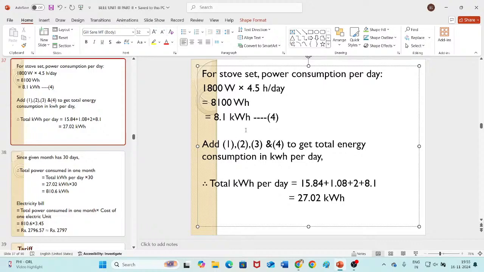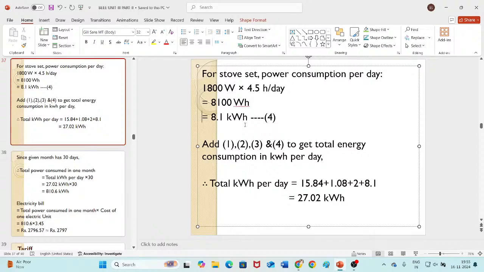Since it is operated for 4.5 hours per day, multiply 1800 with 4.5, and you will get 8100 watt hour. Convert that watt hour into kilowatt hour, so divide it by 1000. 8100 by 1000, you will get 8.1 kilowatt hour. So consider it as equation number 4.